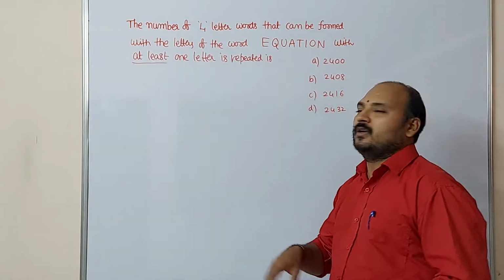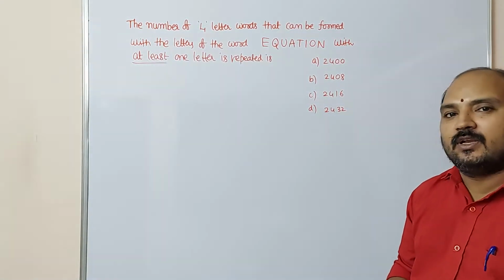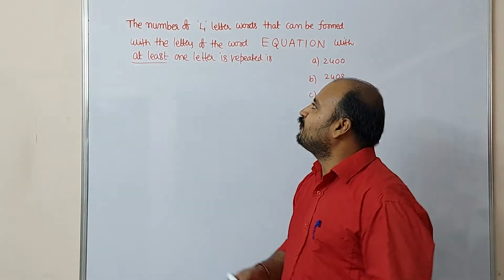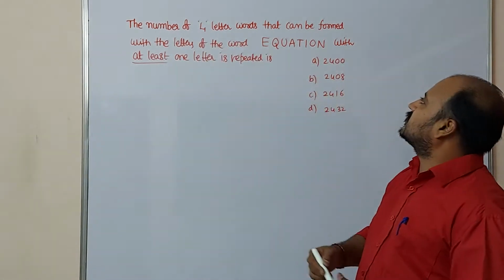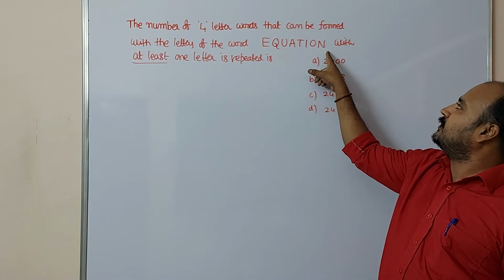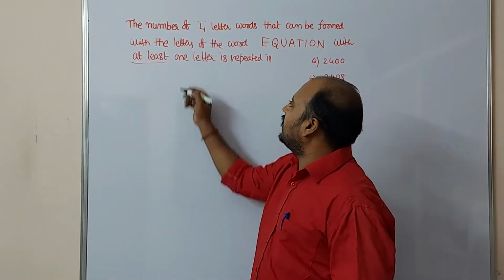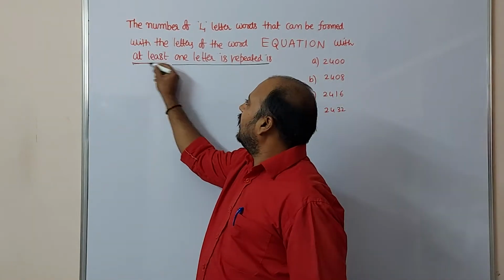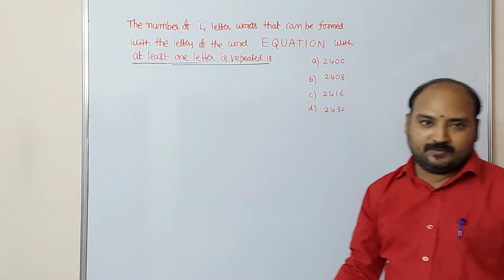It will help in the intermediate as well as JEE Mains or MHT CET questions. The number of 4-letter words that can be formed with the letters of the word EQUATION with at least one letter repeated. At least one letter is repeated.